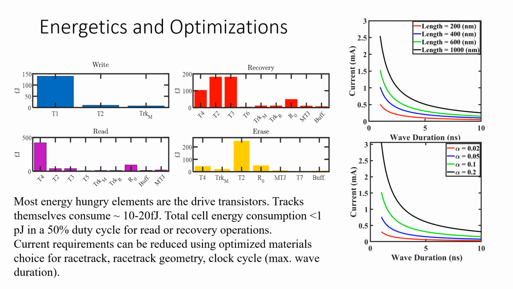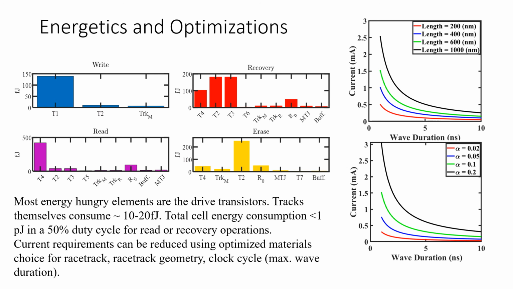Now this current requirement you can reduce if you go to an optimized material choice. For example, I'm showing you the drive current that you can go down to if you can tolerate different damping parameters. For high damping, you actually have to drive harder because it's like a resistive material. But for low damping, you can drive with significantly reduced current, almost a 10 times reduction. And if you remember, the energy goes as I squared, so it will be like a 100-time reduction.